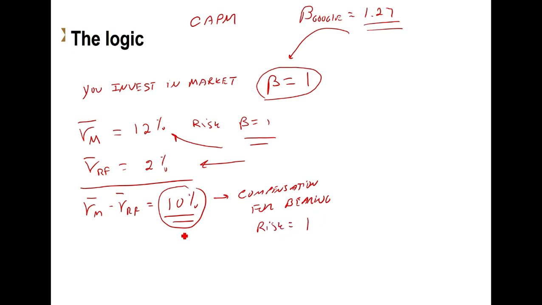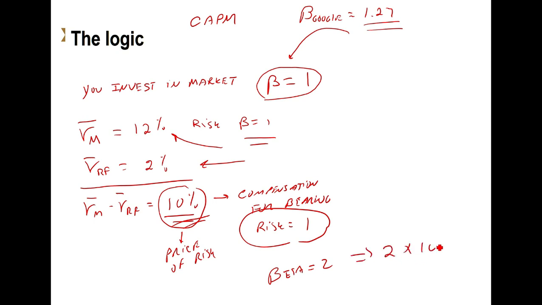So think of this as the price of risk. For every unit of beta, for every beta equal to 1, how much more compensation are you going to require? 10% more compensation. If you had invested in a company that has a beta of, say, 2, how much extra compensation will you want? Well, twice that, 2 times 10%.